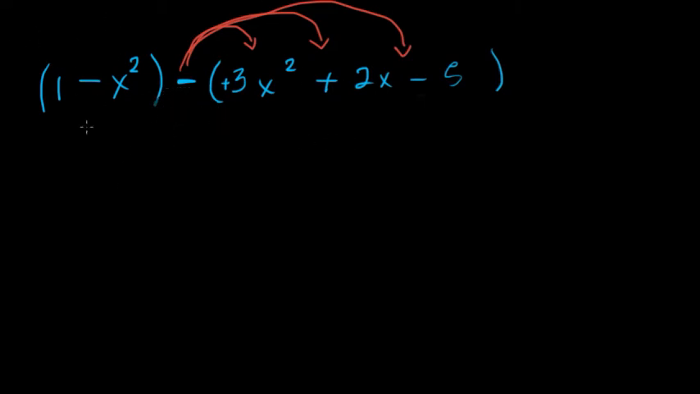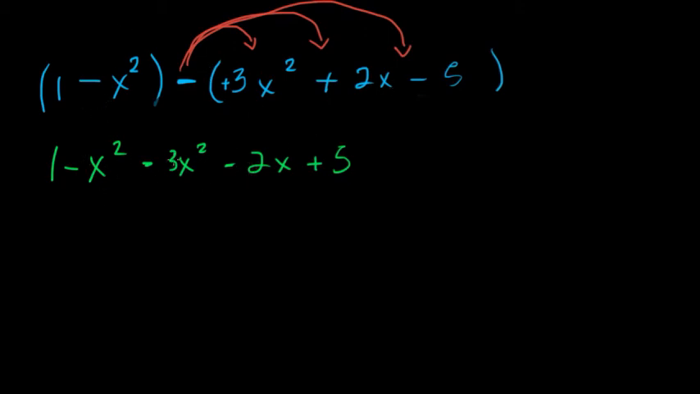Okay, so let's do that. We'll have 1 minus x squared, because remember, after we distribute this, all parentheses drop. So we have 1 minus x squared. Now remember, this is a minus 3x squared because I distribute this negative sign. And then this would be a minus 2x because I distribute that negative sign. And then a positive 5 because I distribute my negative sign. Perfect.